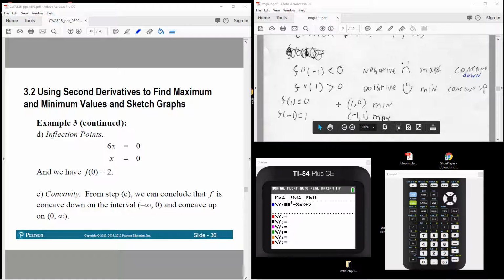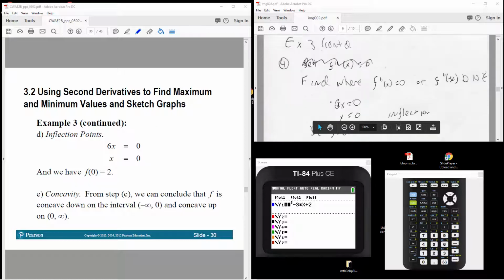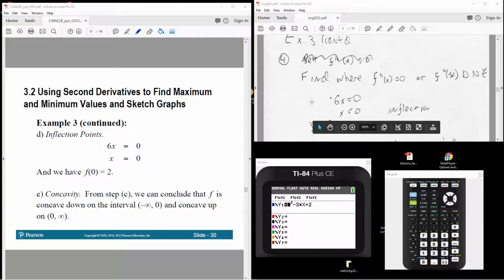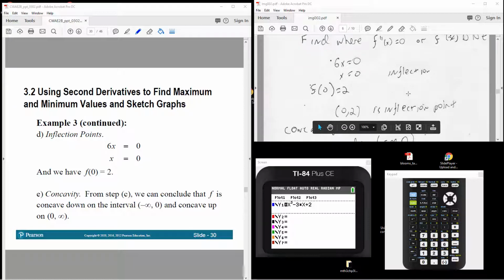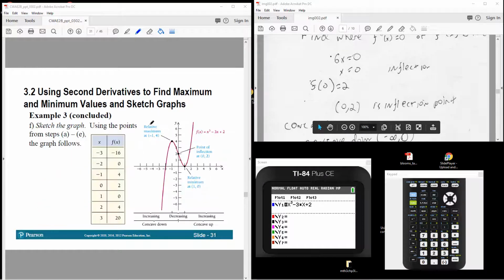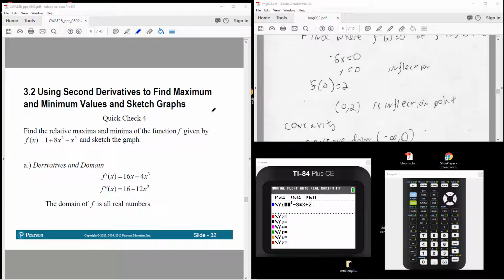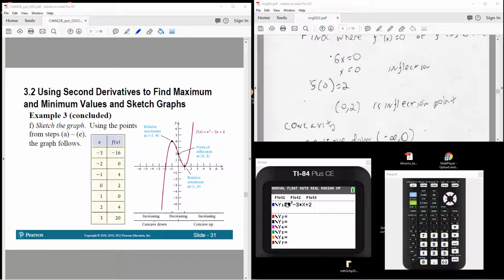Okay. Then they ask us to find the inflection points. So I'll take my second derivative and set it equal to 0. x is 0. So I'll find the y coordinate for that location. It's 2. So I have an inflection point at (0, 2). And there's the graph of it there.